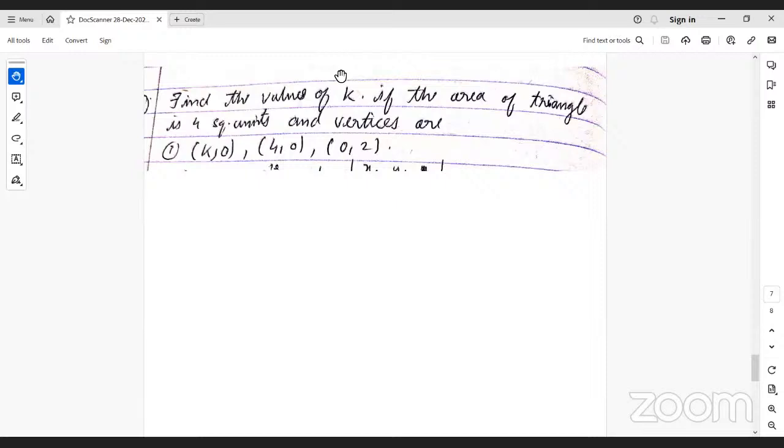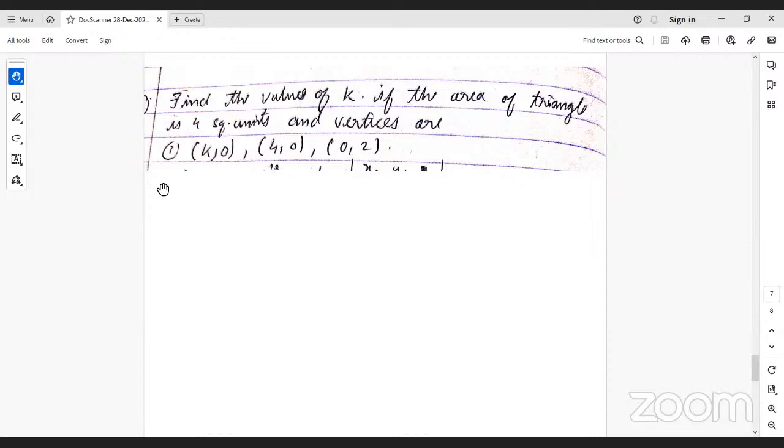Just pay attention here. I will be discussing it. Now see here. Find the value of k if the area of triangle is 4 square units and the vertices are (k, 0), (4, 0), and (0, 2).